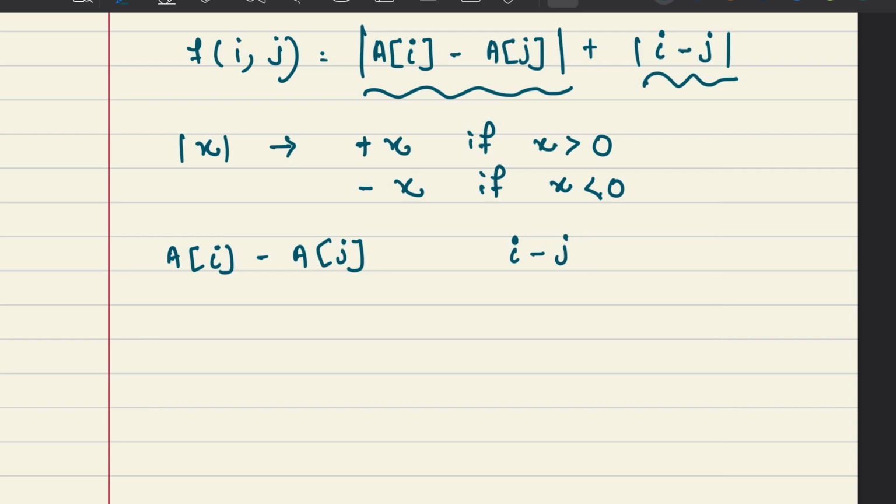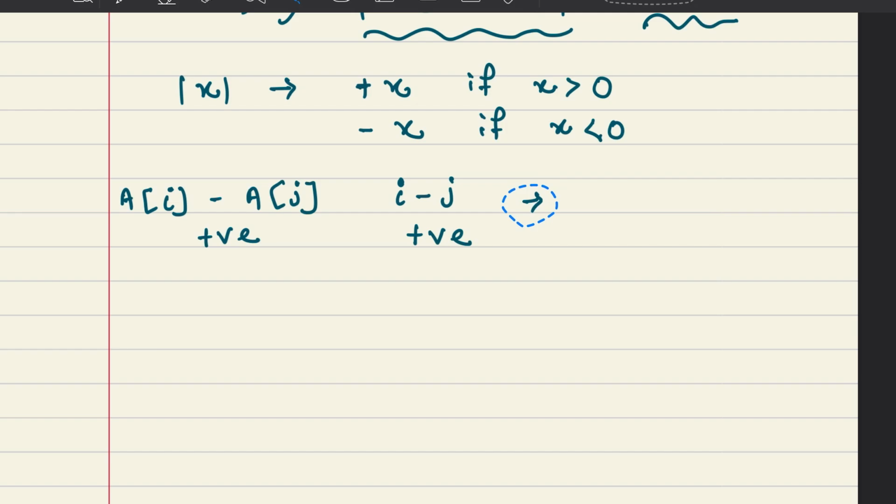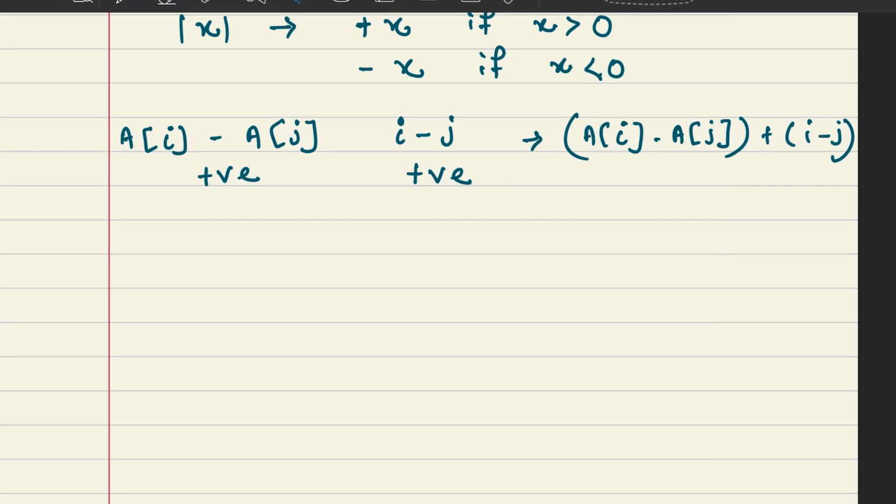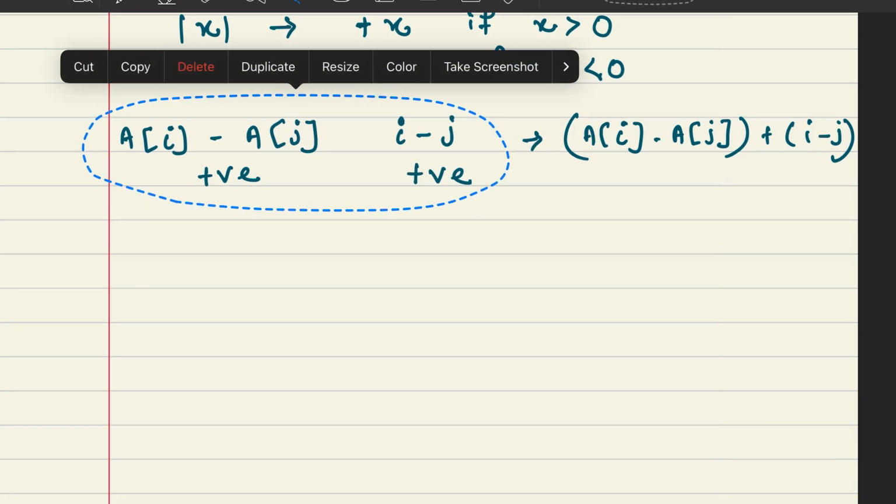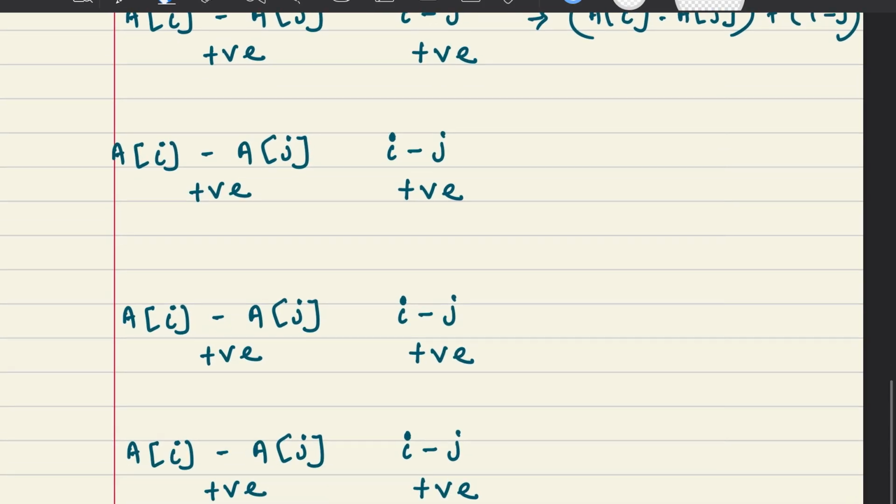So if this is positive and this is also positive, what will happen? The expression will become a of I minus a of j plus I minus j, since both are positive. Okay, now let's say a of I minus a of j is positive but I minus j is negative.